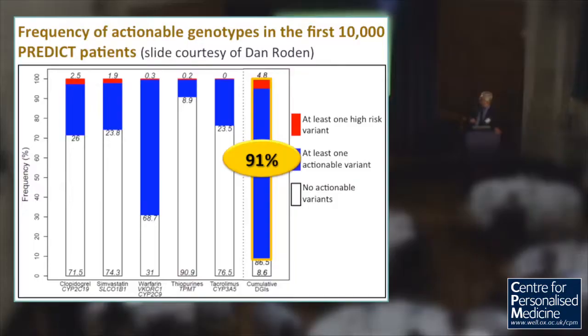The red is a high-risk variant, and the blue is an actionable variant. When you put it all together, for those 5 different variants, 91% of you in this room will have at least one of those variants. And if you were to require one of those drugs, would you rather be given the right dose rather than the dose that we use at the moment? I'll leave that for you to ponder.